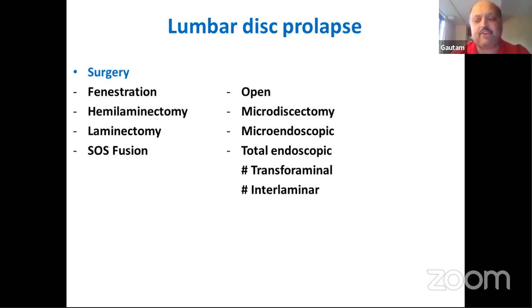Some people prefer to only go for the sequestered fragment. This allows them to have a lesser operative time, less bleeding, less retraction of the nerve roots, less post-operative pain, and possibly less back pain in the long run. However, it does carry a higher risk of recurrence.